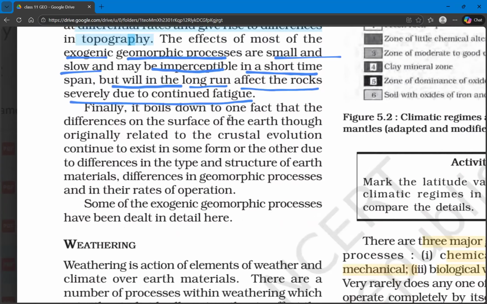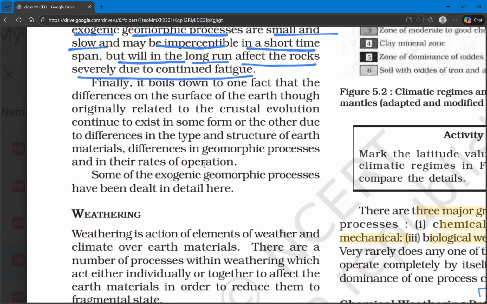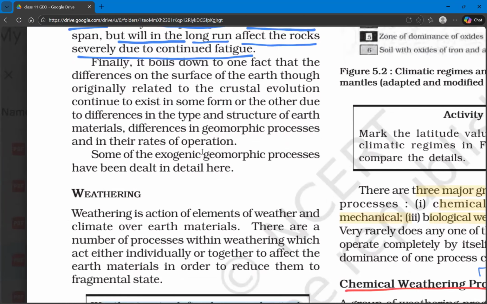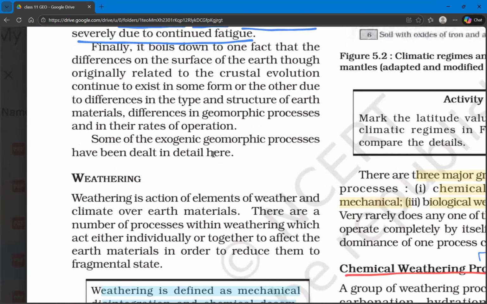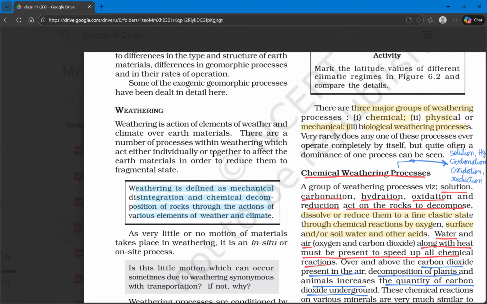Finally, it boils down to one fact: the differences on the surface of the earth, though originally related to the crustal evolution, continue to exist in some form or the other due to differences in the type and structure of the earth materials, differences in geomorphic processes, and in their rates of operation. Some of the exogenic geomorphic processes have been dealt with here. So now under the denudational processes, we are going to learn each process in detail.